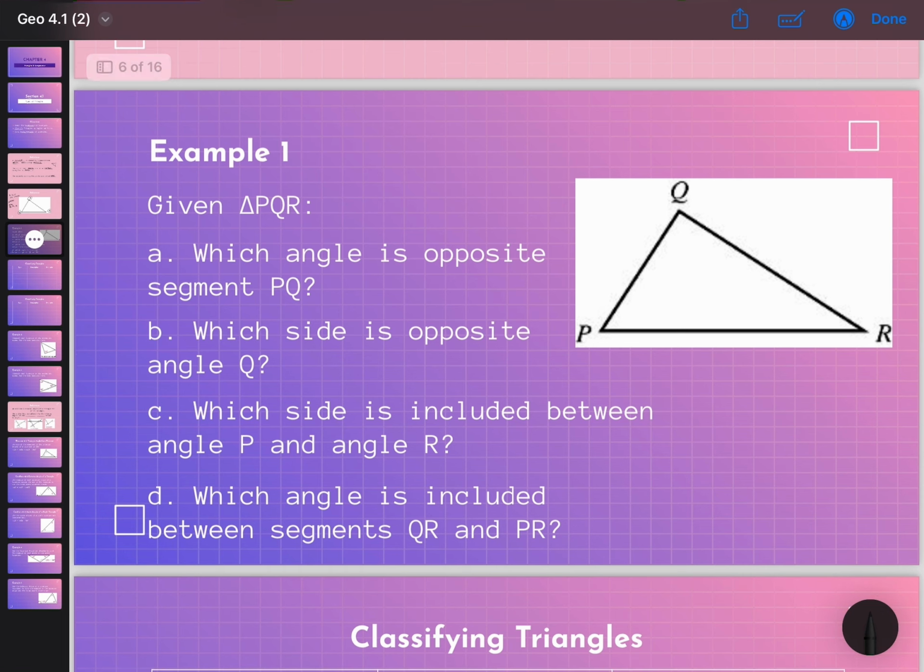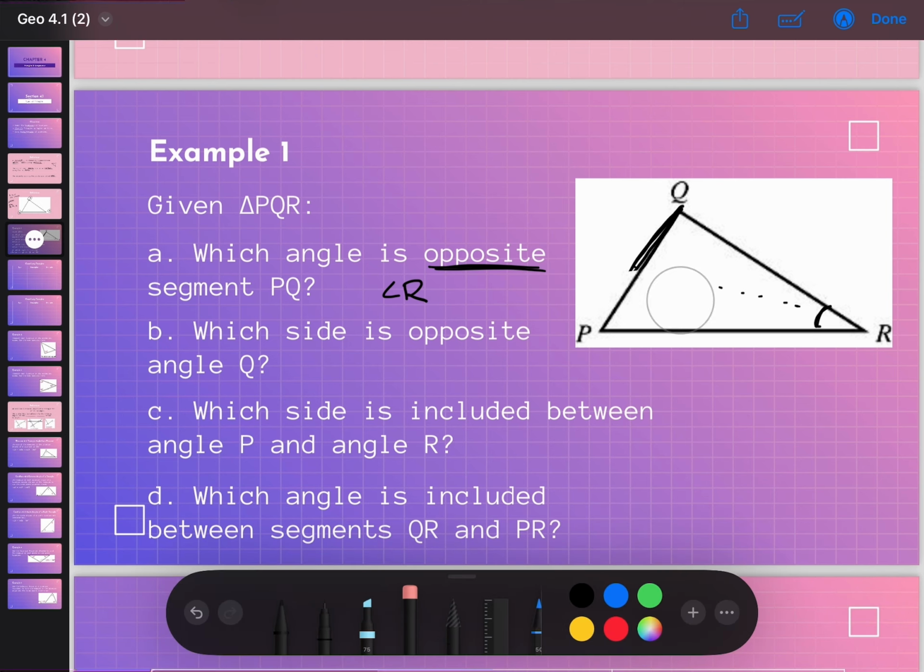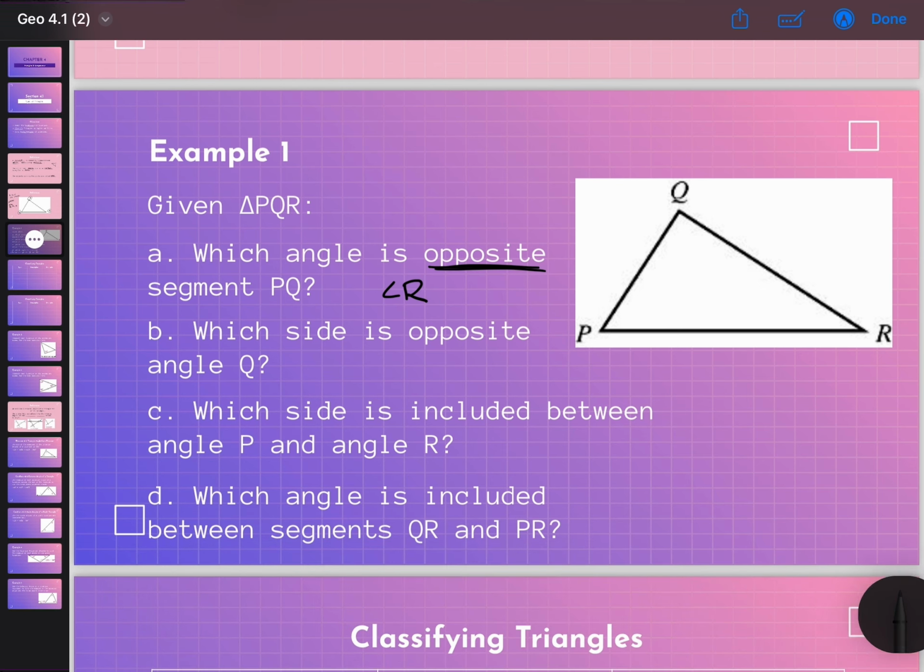Which angle is opposite segment PQ? Okay, if I'm talking about opposite, it means I'm going to first find segment PQ, that's right there, and I'm just going to draw a line across my angle. So this angle over here, angle R, would be opposite PQ. Another one, which side is opposite angle Q? Okay, so here's angle Q. Again, I'm just thinking opposite means across. Okay, that would be this segment down here, segment or side PR. Which side is included? Okay, so here's some other language.